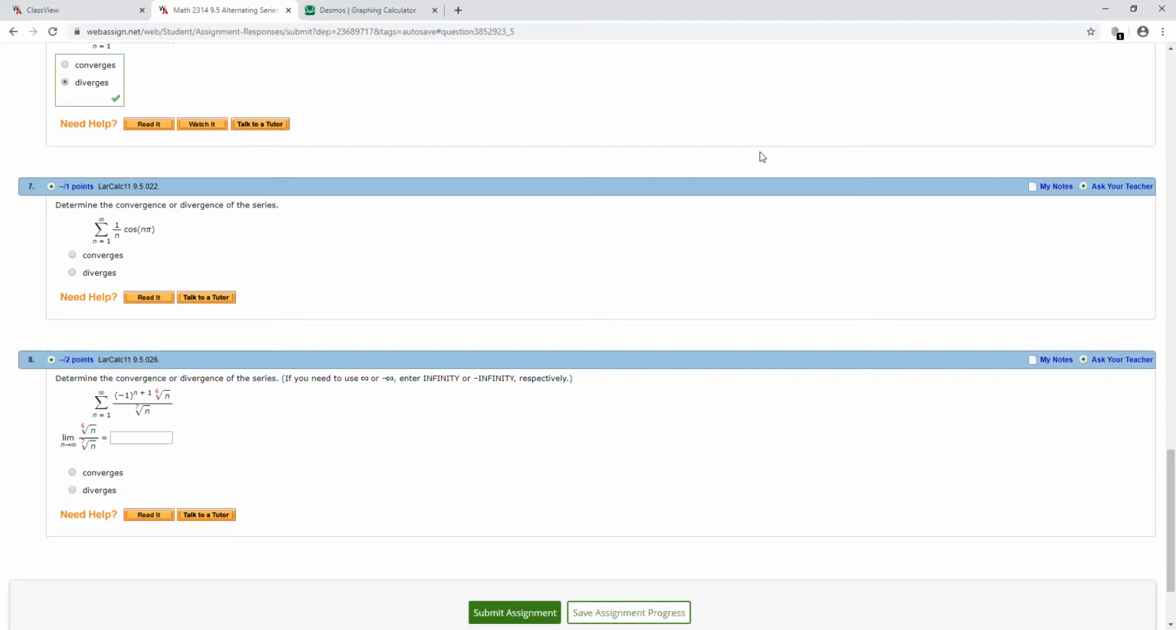And then you're going to have one more test over these sections in chapter 9 that we will do. So it'll be 9.1 to 9.6, okay?